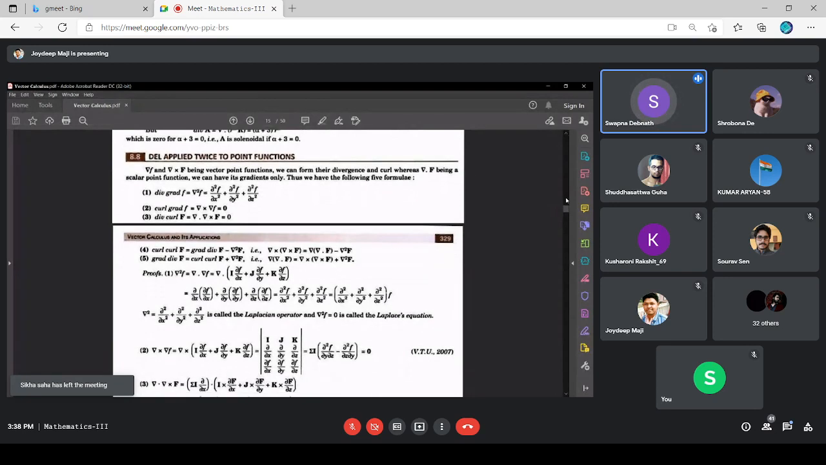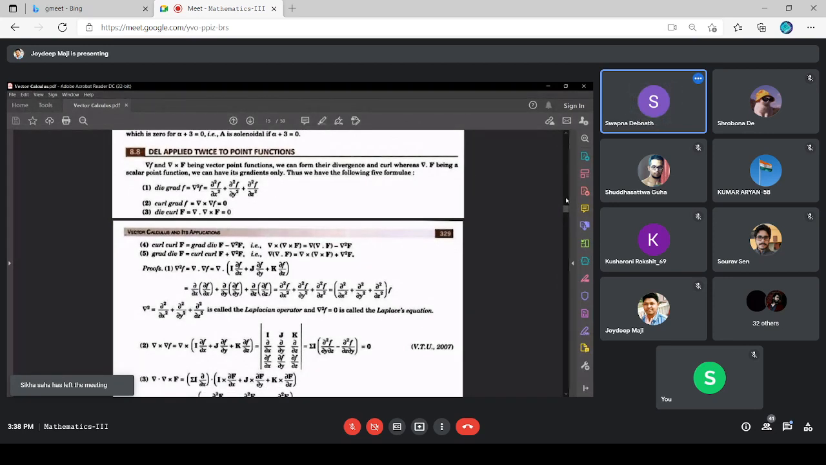Next is 8.8, del applied twice to point functions. We know that if we apply del once to a scalar function, that gives gradient. If we apply del once to a vector function, that gives divergence and curl. Now these are the five properties or five formulas which give del applied twice to point functions.